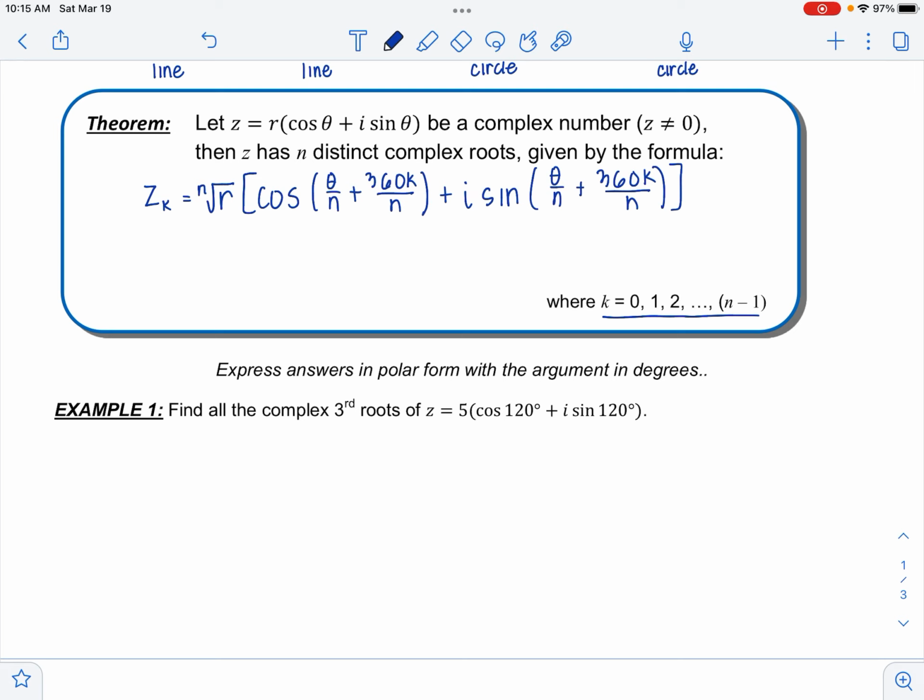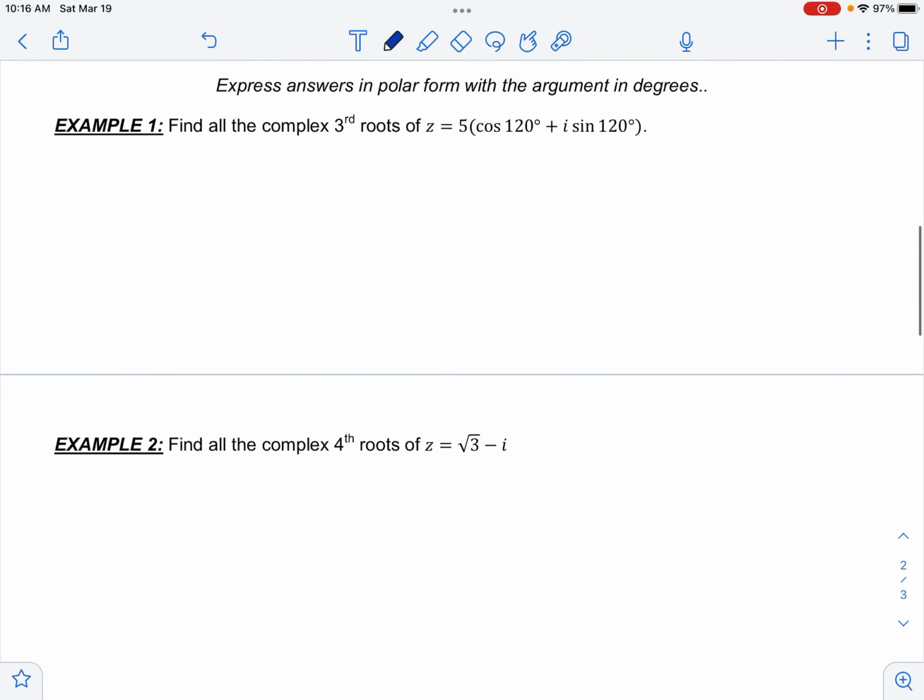Also, I want you to realize that this is derived from De Moivre's theorem, because if you recall, the square root can be written as the 1/2 power. So this would be taking r to the 1/2 power, the 1/nth power, and then cosine of, and remember, you're multiplying theta by this exponent right here, which is 1 over n. That's where the theta over n comes from. So it is derived from De Moivre's theorem.